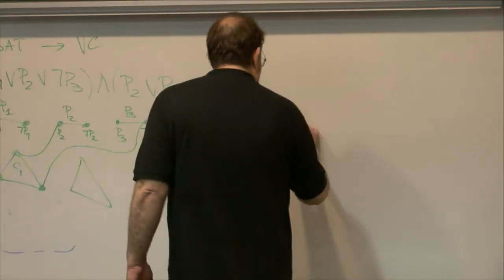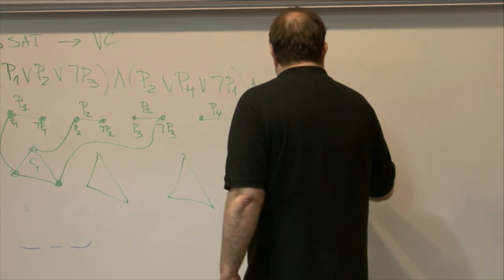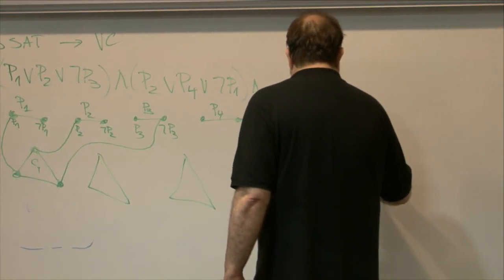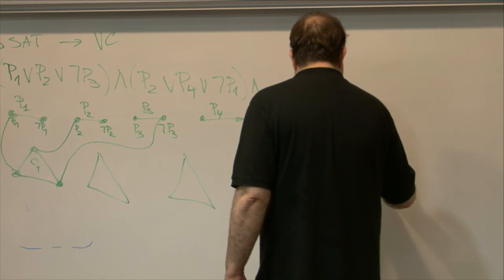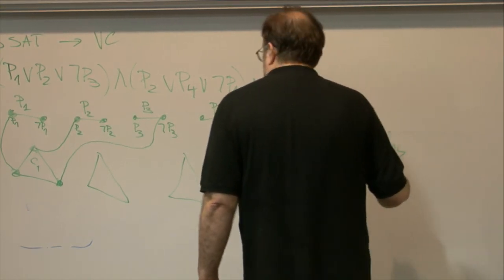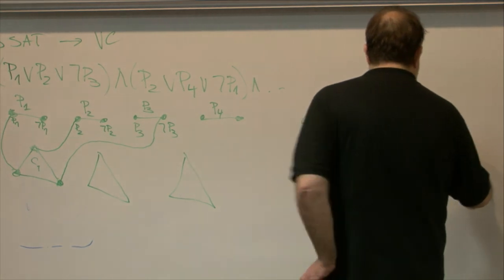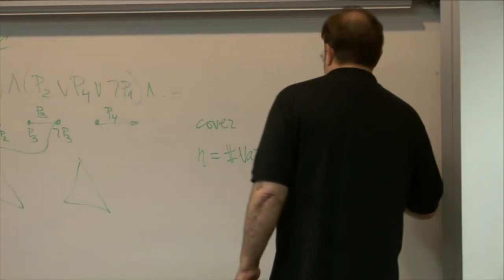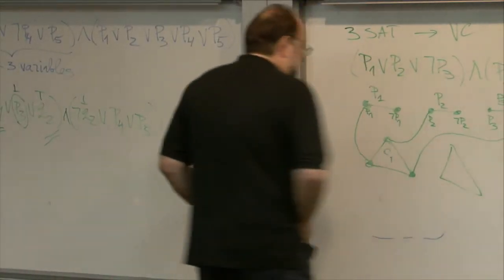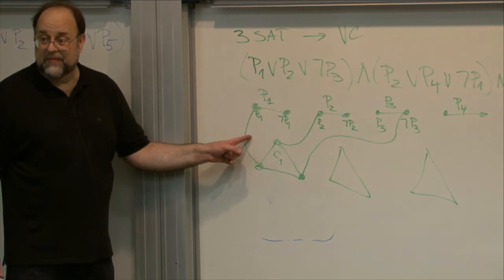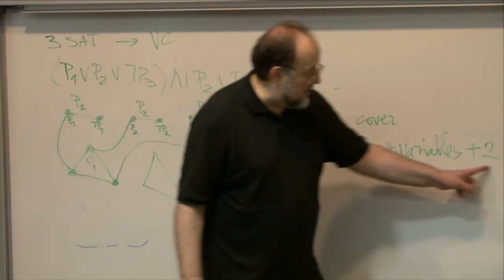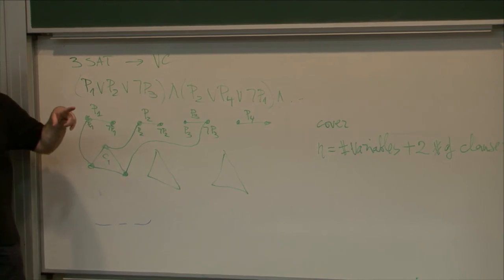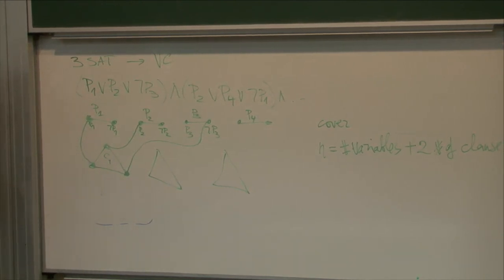And the cover that we are looking for will be of size n that is equal to the number of variables plus 2 times the number of clauses. Okay? I claim this graph has a vertex cover of this size just in case this formula has a satisfying assignment. Right? It's a real magic. Why is this so? Well, let's see.